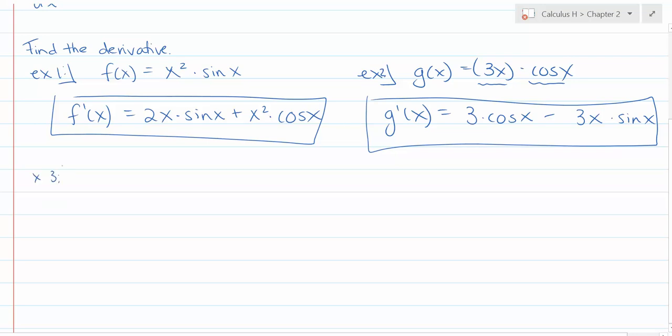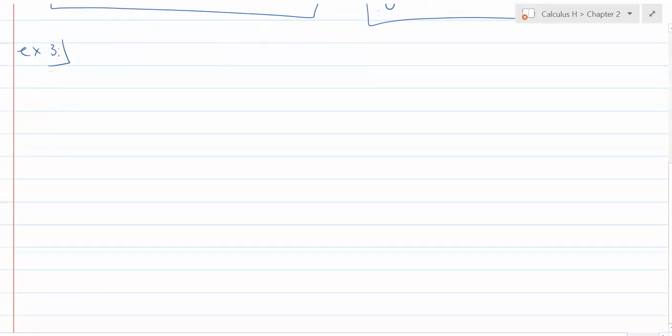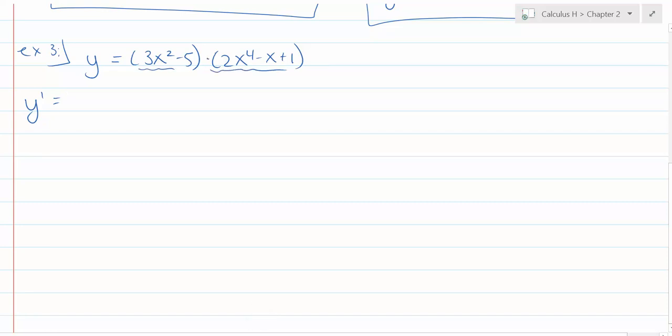Example 3, I'm going to give you a problem that could be solved with either the product rule or just the power rule. So for example, if y equals 3x squared minus 5 times 2x to the fourth minus x plus 1. Now it's a lot of work to do FOIL, so I'm going to use the product rule initially, and I will also FOIL it out and then just use the power rule. Derivative of the first function would be 6x times my second function. First function stays the same. The derivative of the second function would be 8x cubed minus 1.